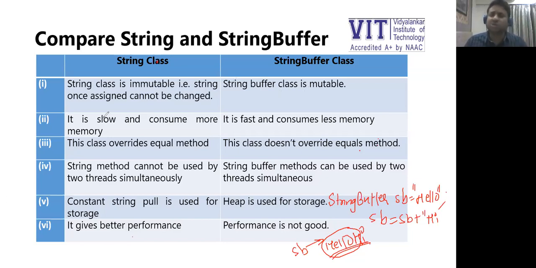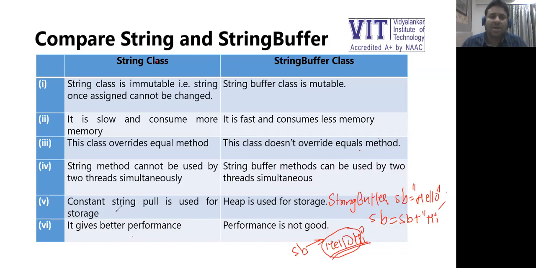String is slow and consumes more memory because every time you make changes, a new memory is created, and StringBuffer is fast and consumes less memory. String overrides the equals method, StringBuffer doesn't override the equals method. Strings cannot be used in two threads directly, because if a thread attempts to make changes, a new string is altogether created. But StringBuffer can be used by two threads parallelly, because the threads will make changes at the same memory. We will refer to threads in multithreading.